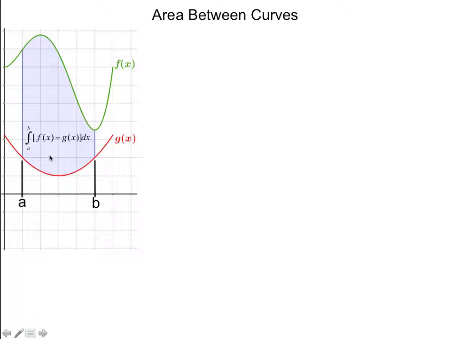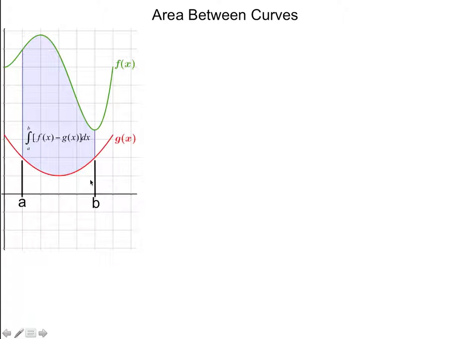And if we go back to the previous picture, it's the green region, the integral of f of x, minus the red region, the integral of g of x. Since both those regions are above the x-axis, they're both positive in value. So when we subtract them, we get the remaining region.